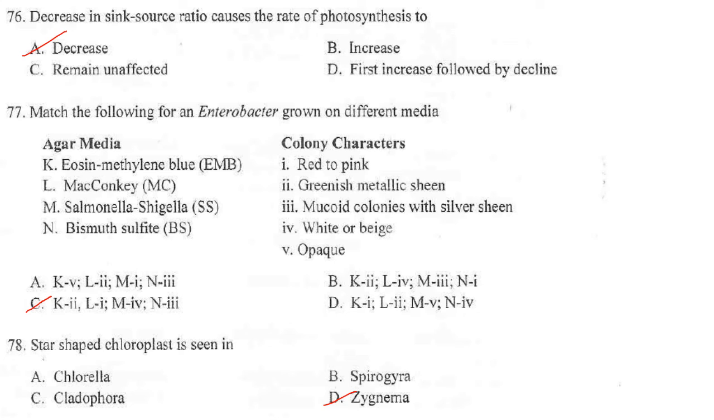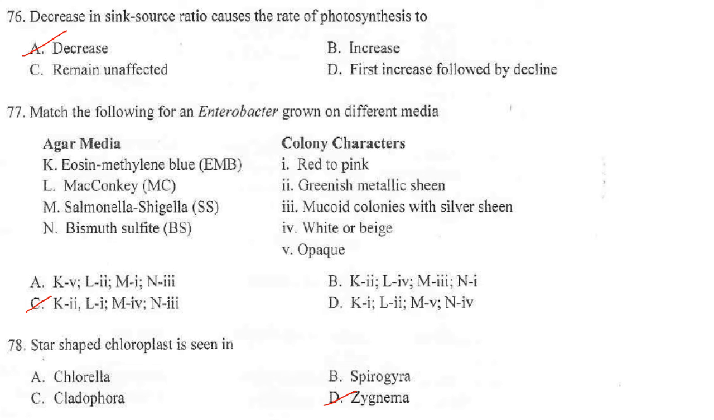Then next one, match the following for an enterobacter grown on different media. So eosin methylene blue, EMB, it is greenish metallic sheen. So K2. Then MacConkey is red to pink, L1. Salmonella shigella, it is M4, that is white or beige, and bismuth sulfite, it is mucoid colonies with silver sheen. So answer is option C, that is K2, L1, M4, N3.